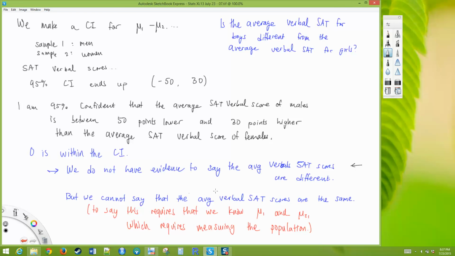Okay. So that wraps up confidence intervals for a difference between means. Are there any questions on all of this stuff? Okay, we'll take a short break, and then we'll do a little bit of review for the midterm.